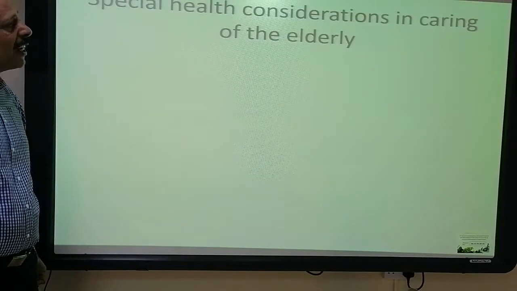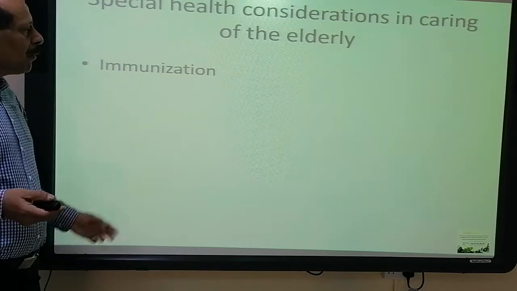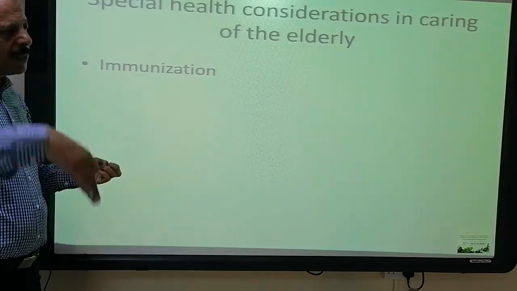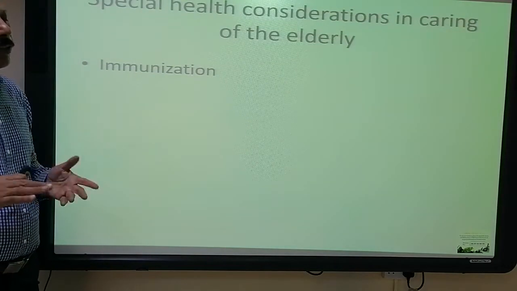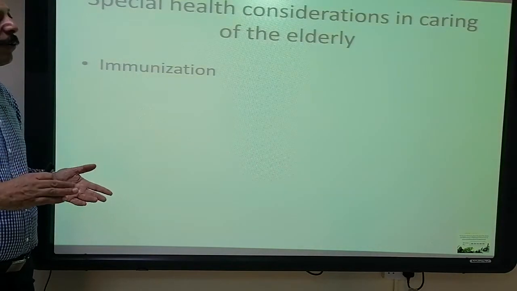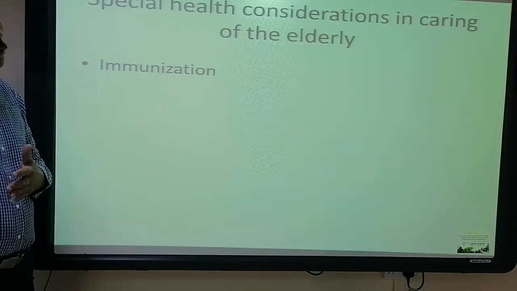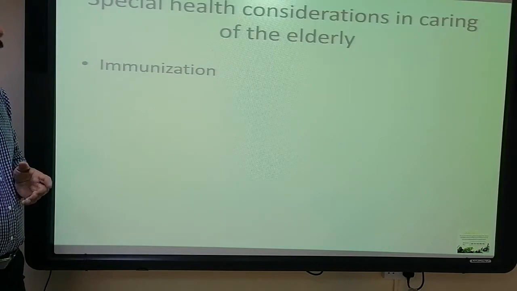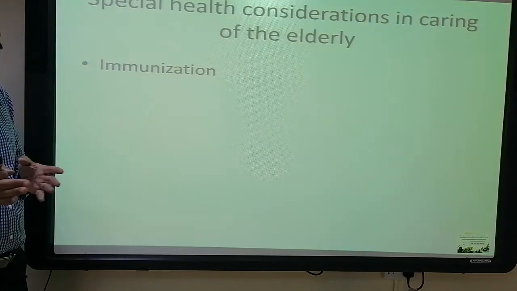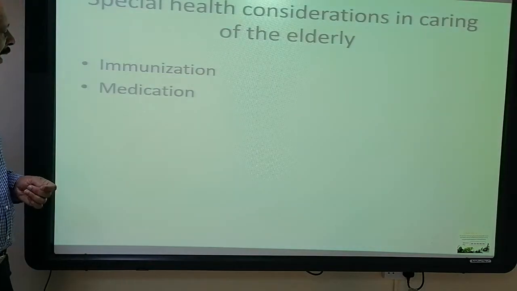Special health consideration in caring of elderly, the immunization. Their immune system will be declined due to changes in the immune system, and also the level of antibody will be declined due to other diseases, like if they are having diabetes or hormonal disturbances. Also, all of these will interfere with the immunization and immunity.